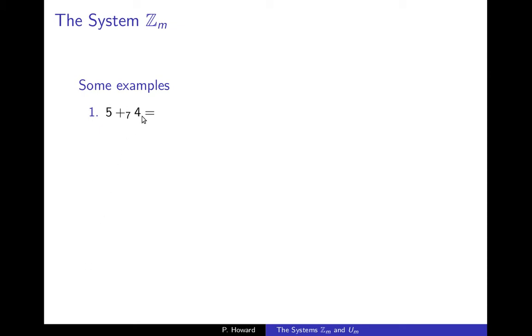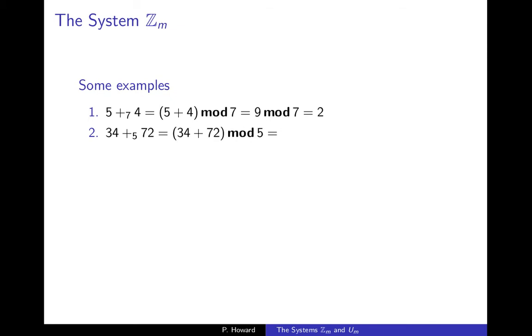5 plus sub 7, 4. According to the definition, is (5 plus 4) mod 7. And 5 plus 4 is 9. And 9 mod 7 is the remainder when you divide 9 by 7, which is 2. Second example is pretty similar. 34 plus sub 5, 72, by definition is (34 plus 72) mod 5. 34 plus 72 is 106. 106 mod 5 is 1.